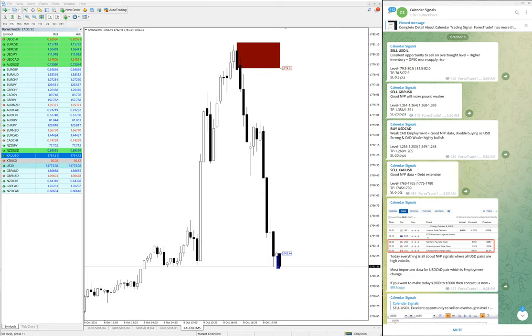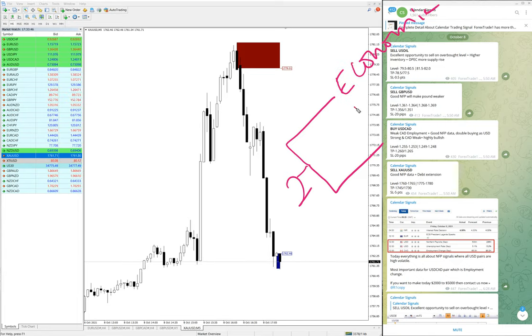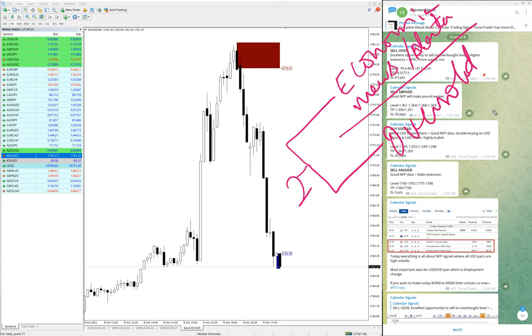In the second entry we made a profit of 20 points, which is a very good profit on gold. The calendar signal is basically based on two aspects. One is economic news and data, the news related to the pair, and whatever news we predict will affect the movement of a particular pair, we take into consideration. The second is the oversold and overbought condition. Based on these two conditions we give the signal.